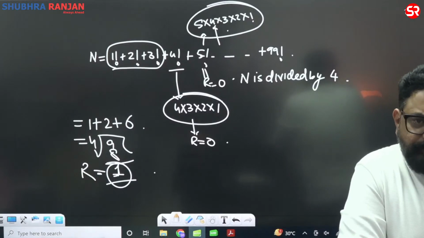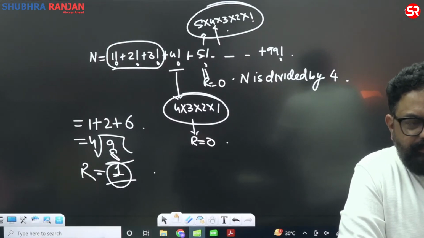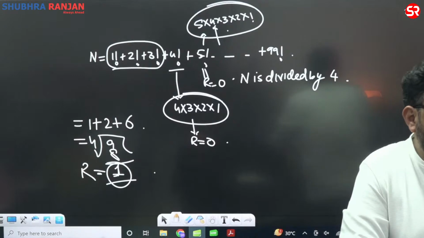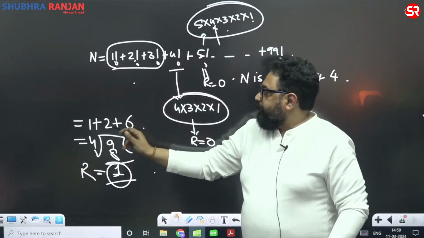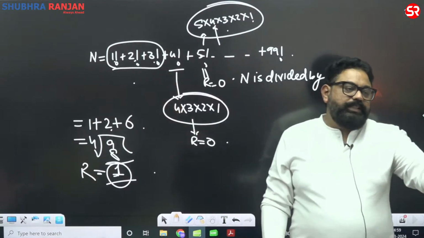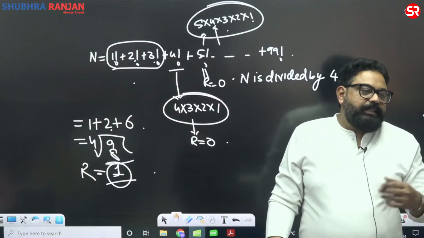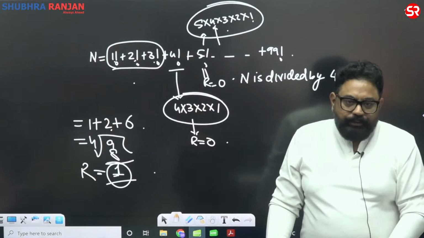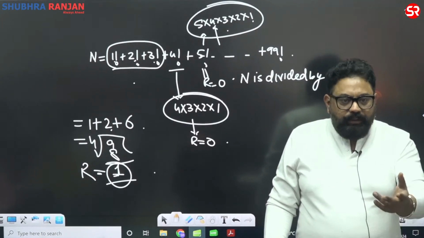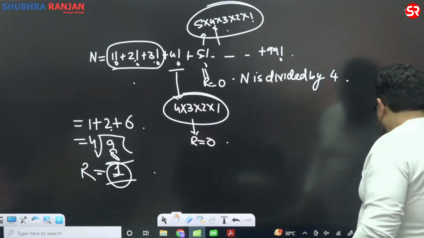Let's do one more. Guys, shall we do one more? What is left? 1 factorial is 1, 2 factorial is 2, 3 factorial is 3 into 2 into 1, 6. 1 plus 2 plus 6 is 9. 9 when divided by 4, remainder is 1. They ask questions on remainders. Shall we do one more? Let's try one.